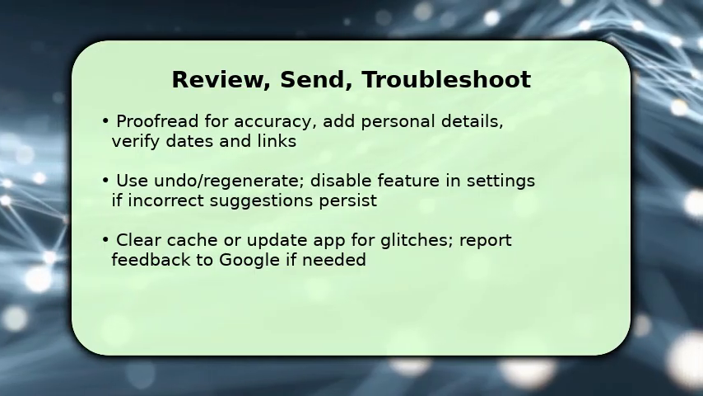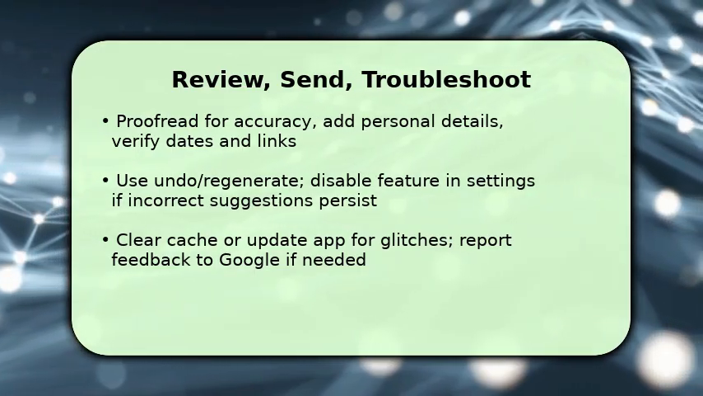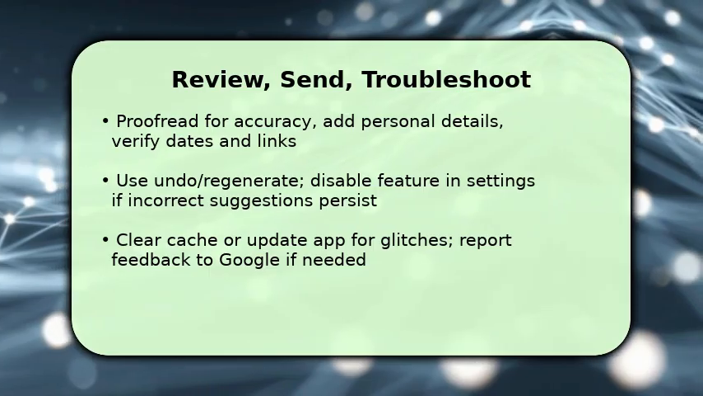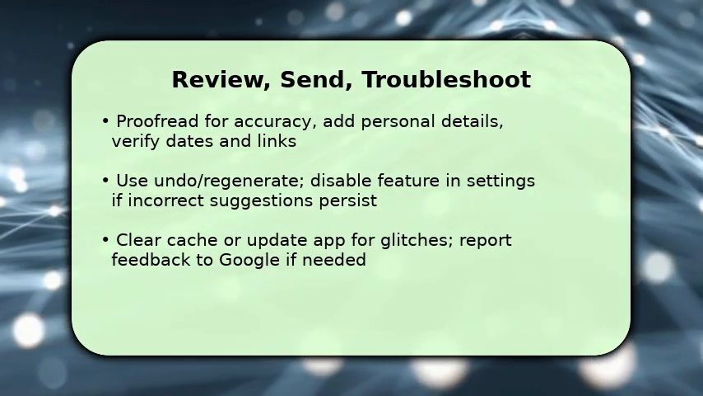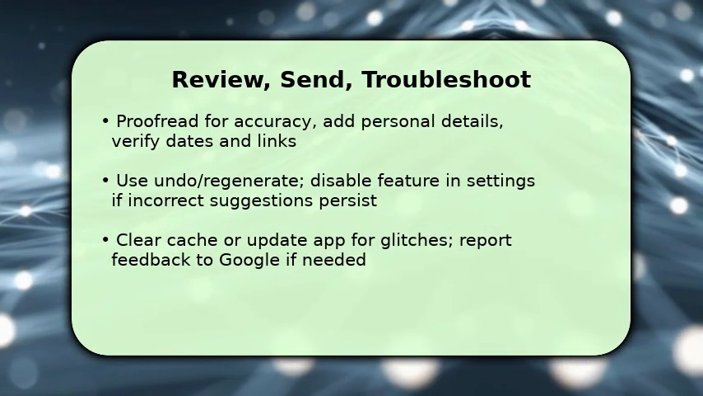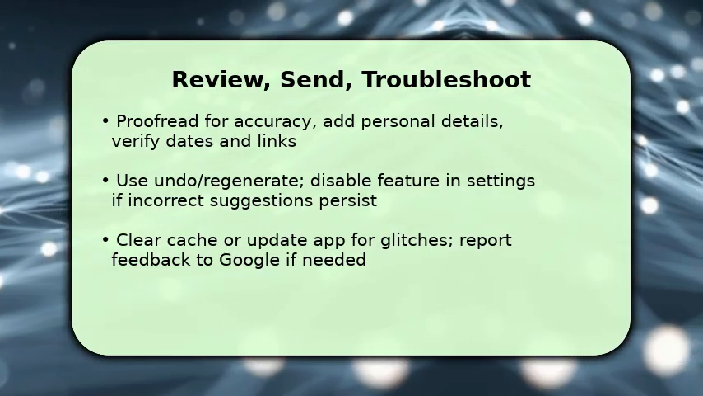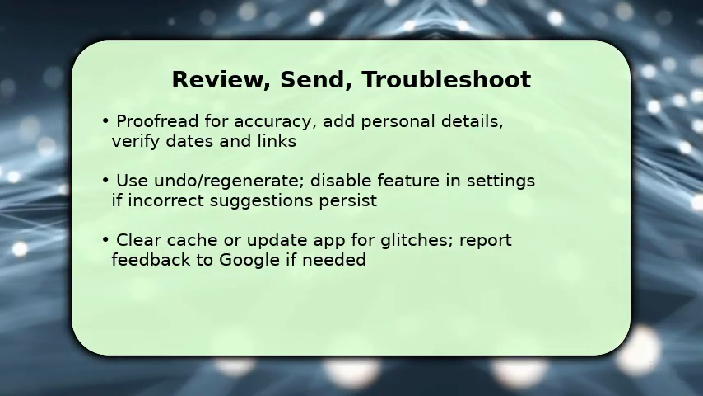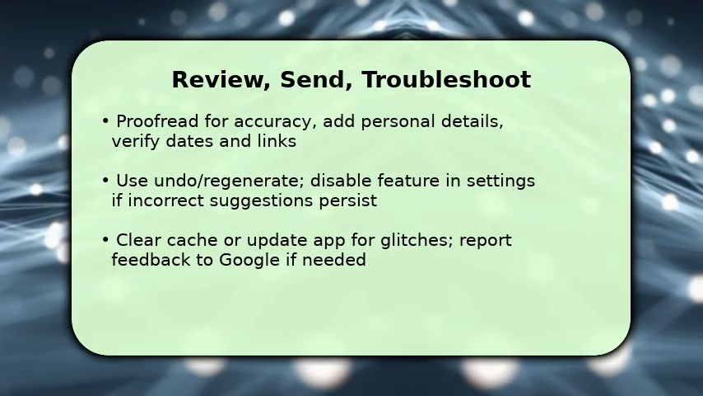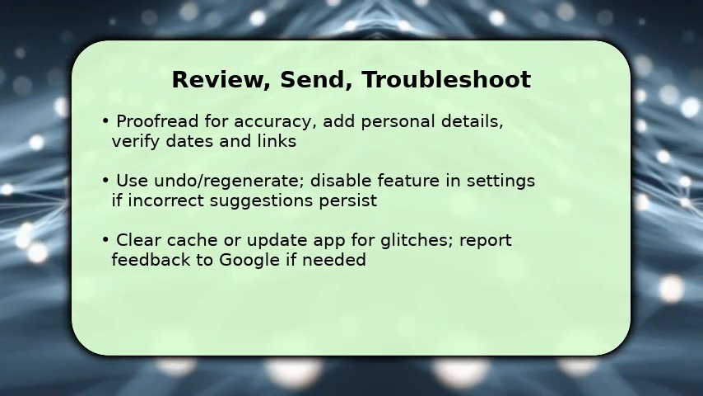If suggestions are off, use regenerate or undo, adjust tone, and resubmit your prompt. For persistent errors, disable the feature in settings, clear browser cache, or update the app. These fixes solve most glitches. Finally, send and, if needed, use Gmail's feedback tool to improve future suggestions.